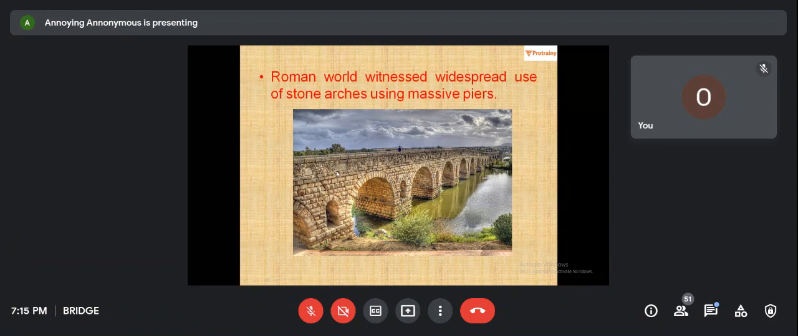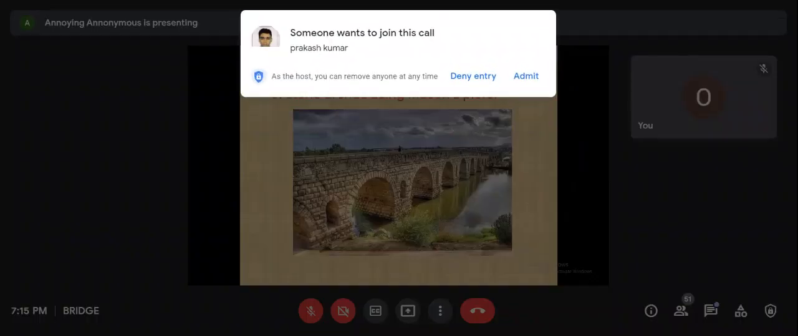इन arches के ऊपर आपका जो bridge का deck है वो टिका हुआ है, and by use of this method Romans were able to cross large spans.